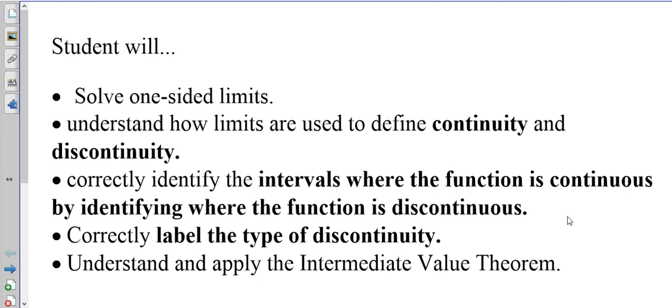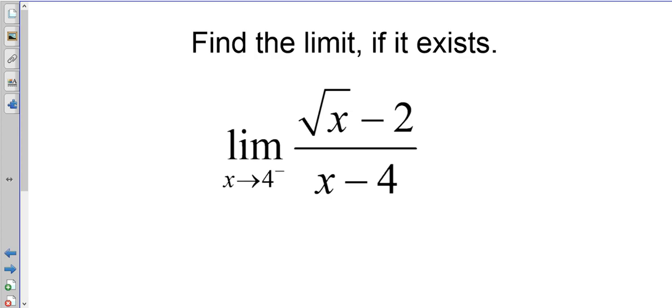Solving one-sided limits, hopefully be able to define continuity and discontinuity, which we already have a little bit, and then identify the intervals where a function is continuous by identifying where the function is discontinuous, and label discontinuity. In a further video, we'll talk about the intermediate value theorem. So without further ado, here we go.